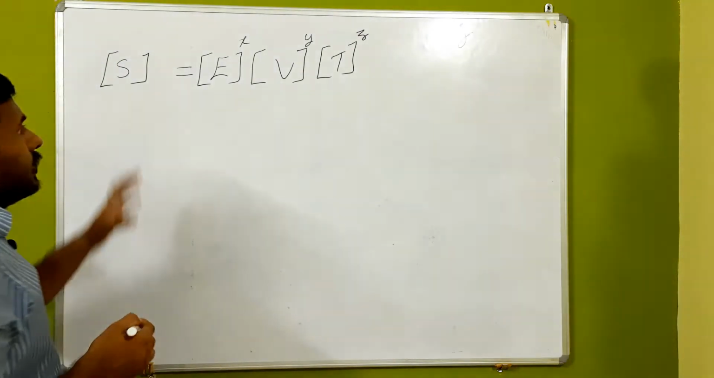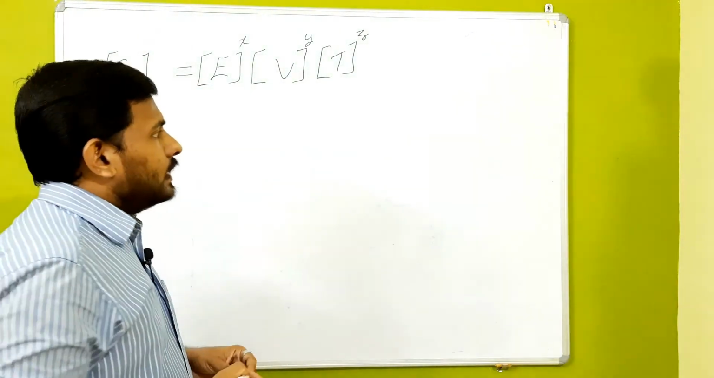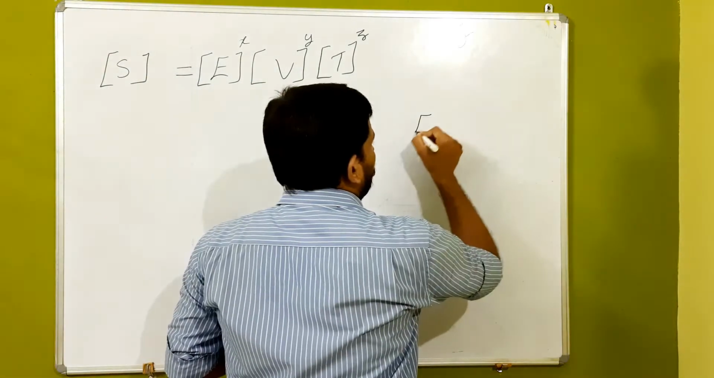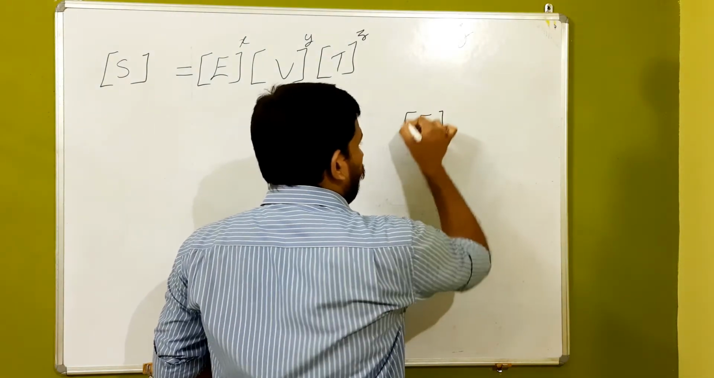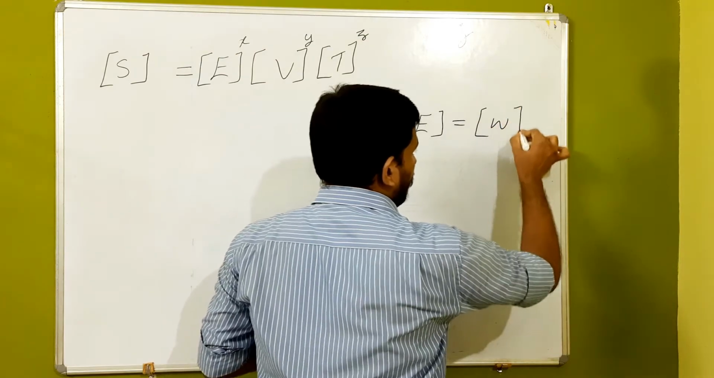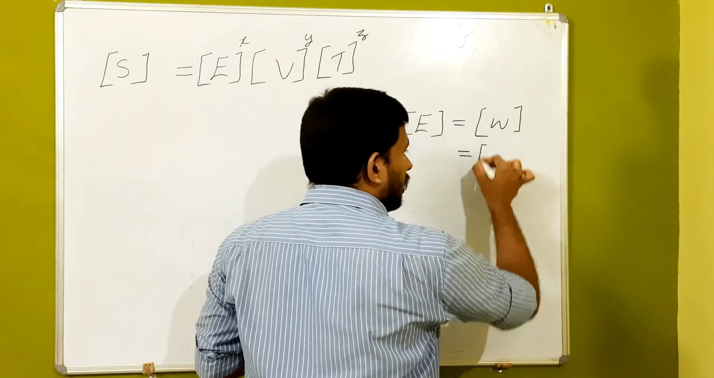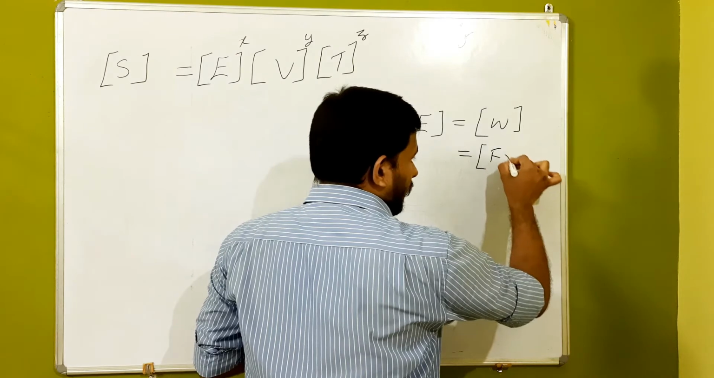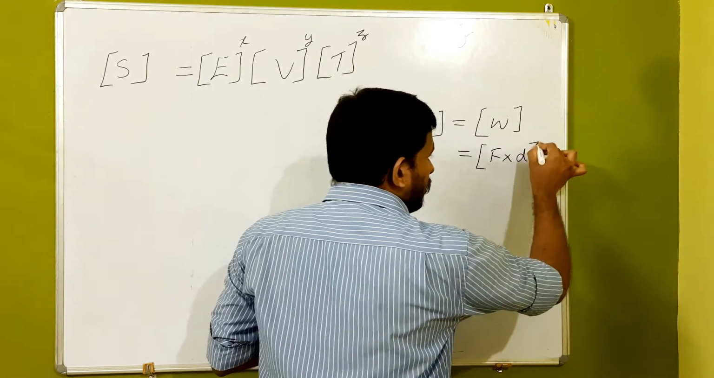Okay. So what is the dimension of energy? We know that both energy and work have the same dimensions. And what is the dimension of work? Work is having the dimension of force into displacement.